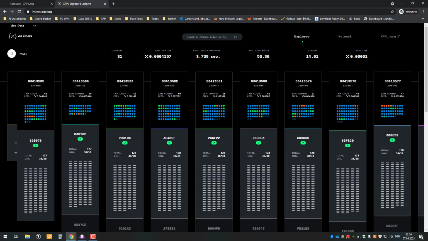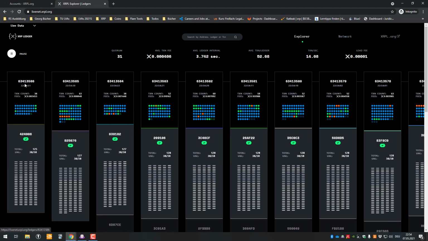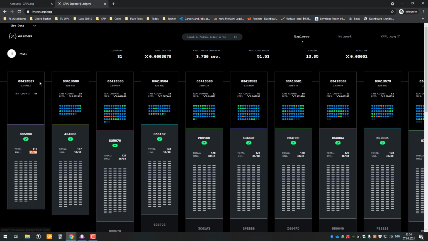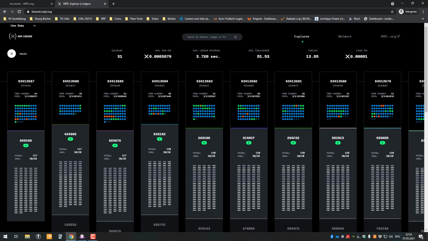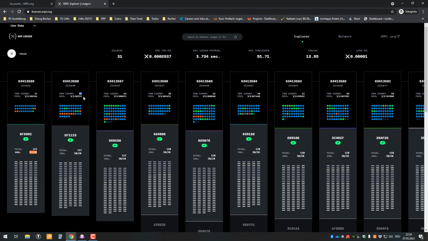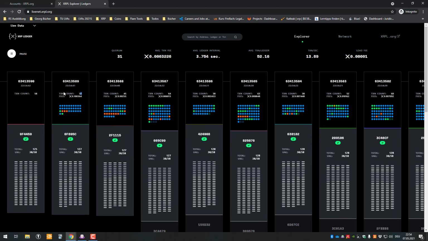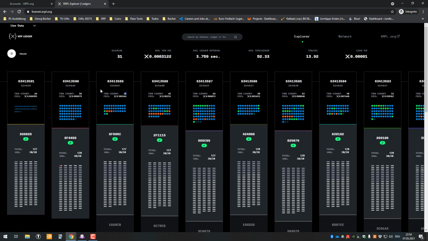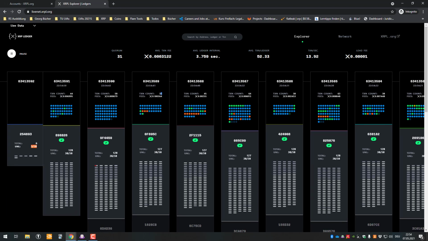signed off. Right now you can see that we're at block 634413586, and obviously it increments each time, and that the average ledger closing time is about 3.7 seconds. So every 3.7 seconds, like 32 transactions get signed off by the decentralized blockchain network. In this video, we're going to have a closer look at the address format.